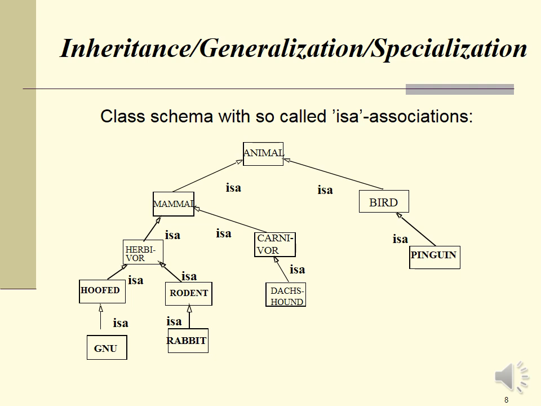And why do we create a hierarchy like this? I mean, we could have just one enormous big class animal, or we could divide animal into a number of so-called subclasses. And when do we do that, and why is that good, or when is it good to do so?